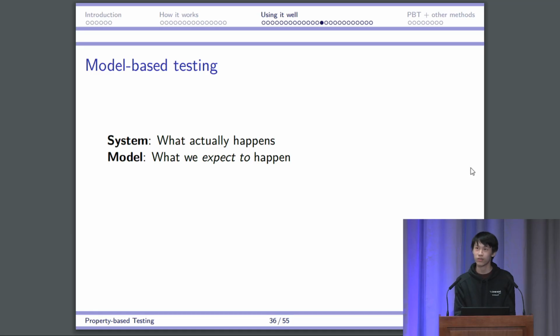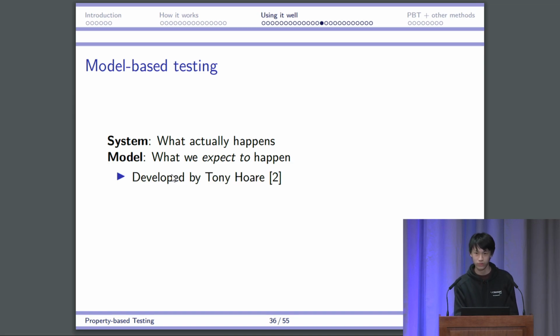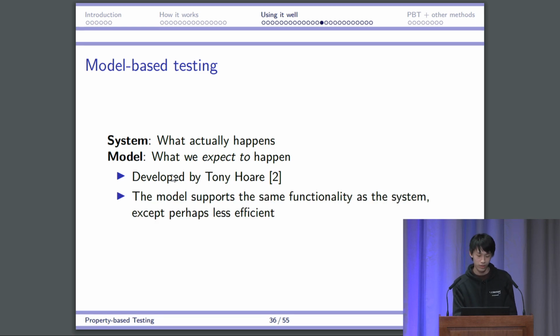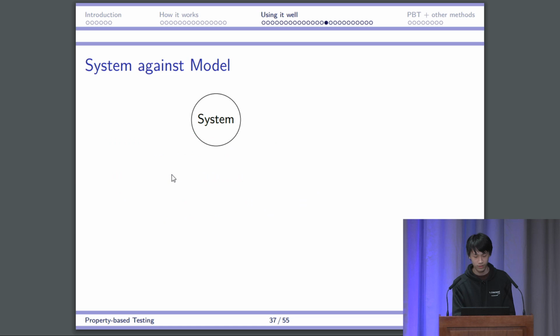In model-based testing, you have two things: a system and a model. The system is the code that you want to test, and the model is the code that describes what the system should do. This system-model approach was actually developed a long time ago by Tony Hoare. The model is code that supports the same functionality as the system, except perhaps less efficient and less compliant. Let's demonstrate it using a diagram again.